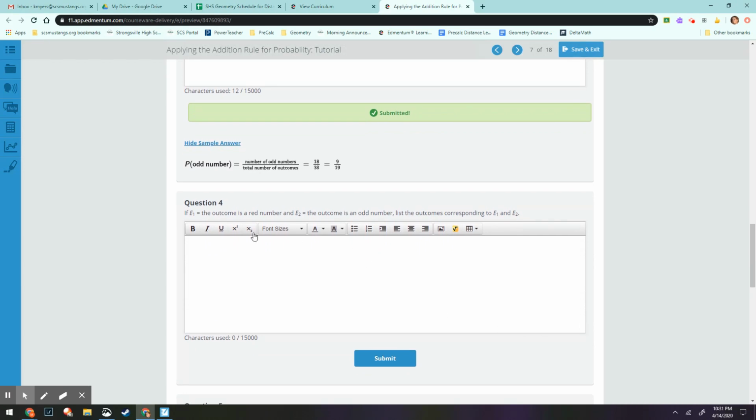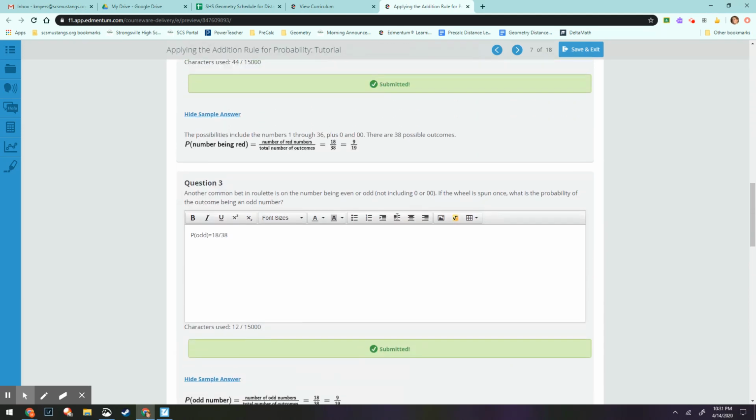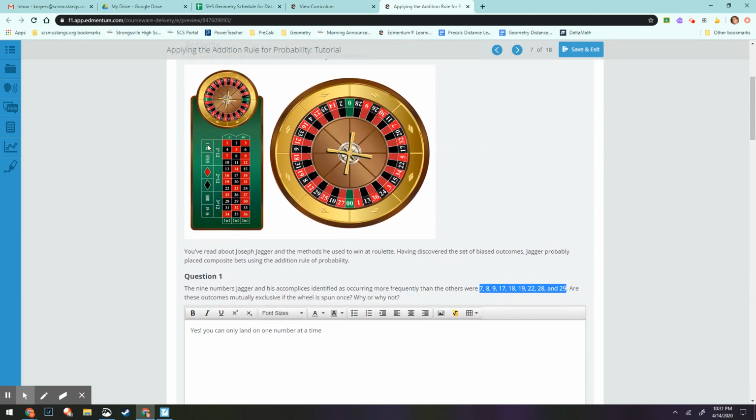For number 4, the first thing they want you to do is, the first event is that the outcome is a red, and the second event is that the outcome is an odd. They want you to list all of these outcomes. It's going to take a long time. But you could look up here and list all the red ones: 1, 3, 5, 7, 9, 12, 14, 16, 18, and so on and so forth.